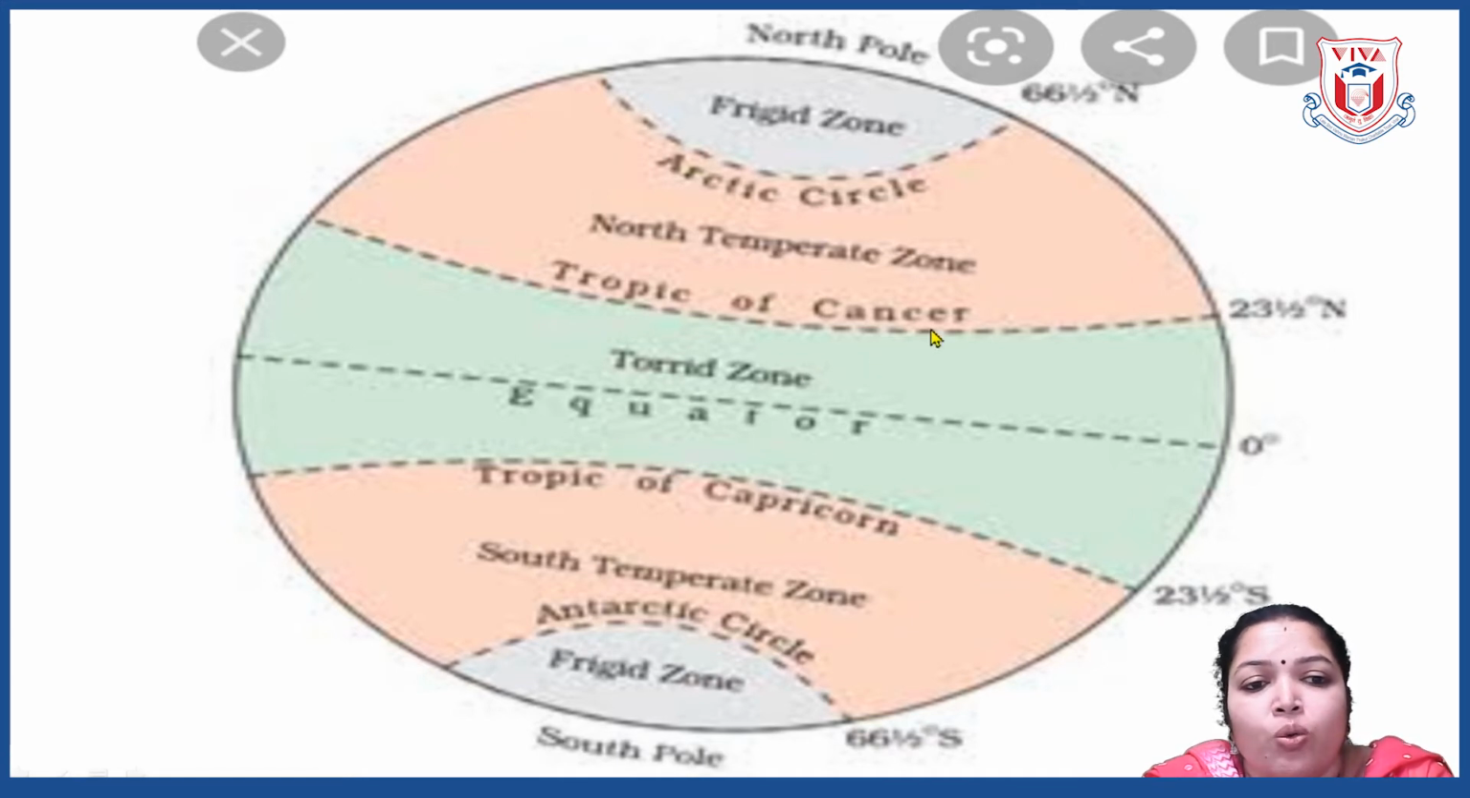But as we go above the Tropic of Cancer or below the Tropic of Capricorn, the temperature decreases. As we move farther from the equator, towards the poles, the temperature goes on decreasing more and more.